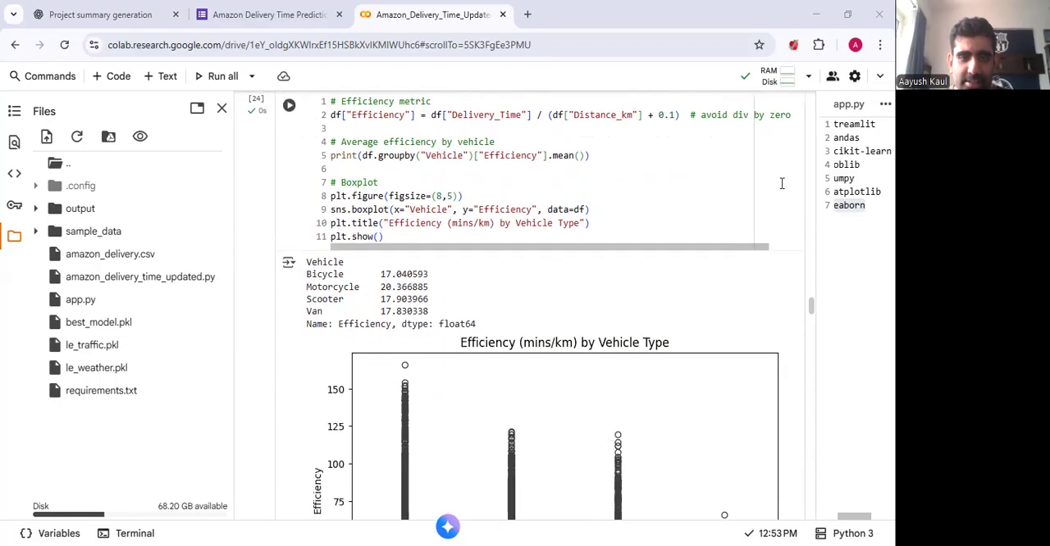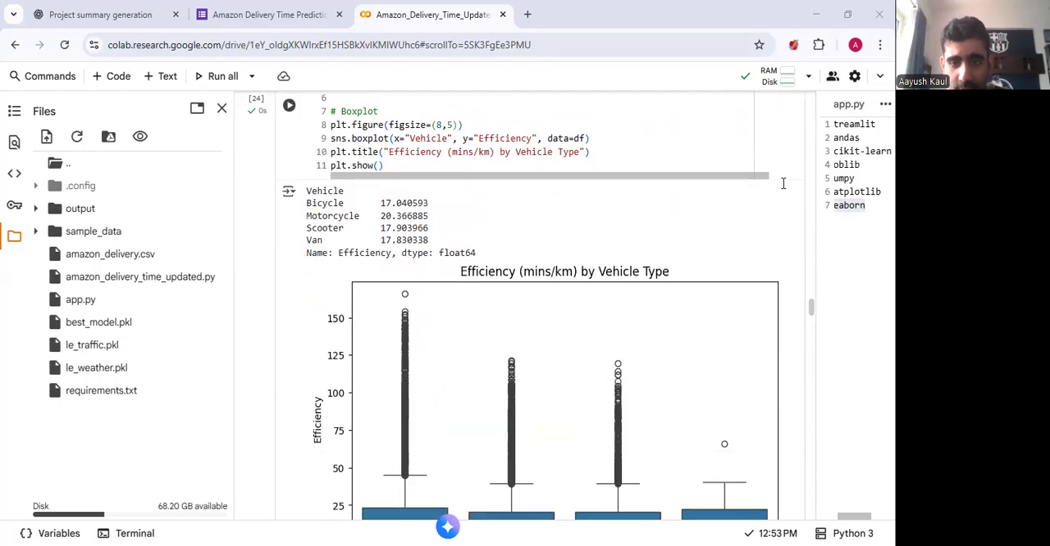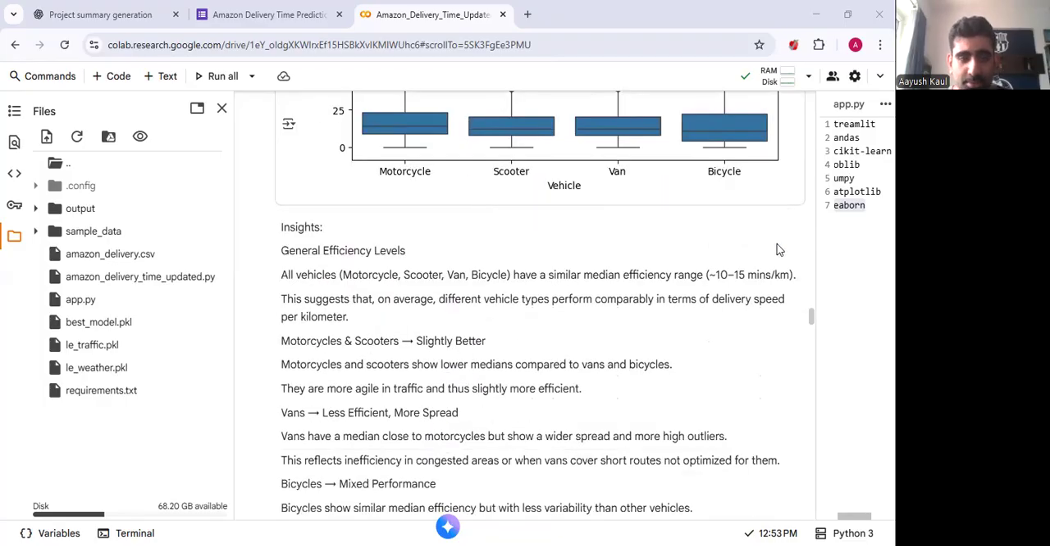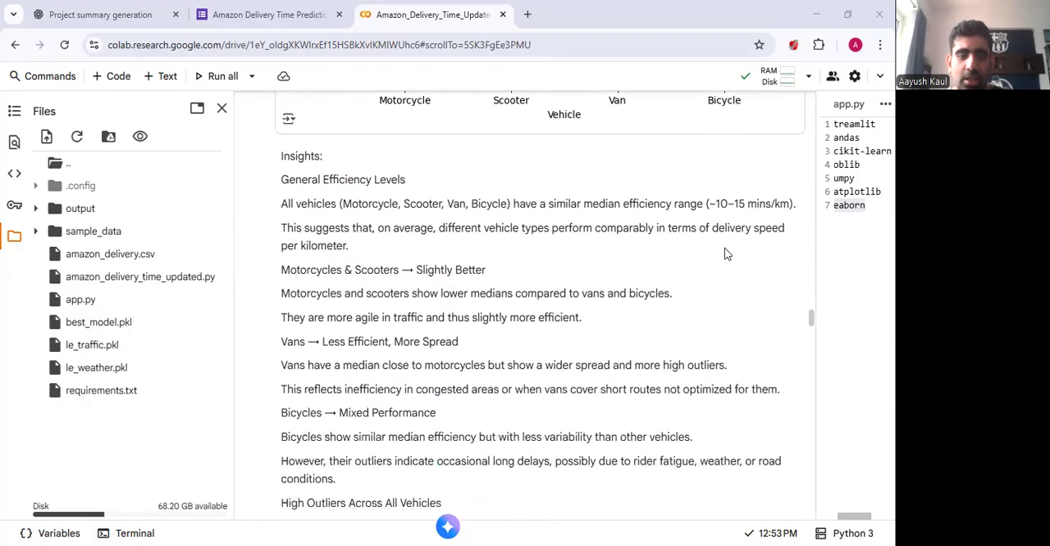The next graph I made is an efficiency metric, which checks the minutes per kilometer by vehicle type, a crucial metric. From here we can get the insight that all vehicles have a similar median efficiency range of around 10 to 15 minutes per kilometer. This suggests that on average, different vehicle types perform comparably in terms of delivery speed per kilometer.